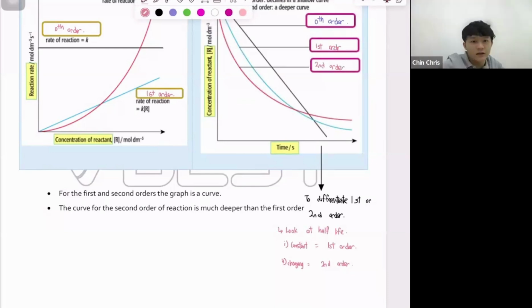I think I have another example that I want you guys to go through. Give me a minute, let me scroll through some questions. I want you guys to draw some graphs.